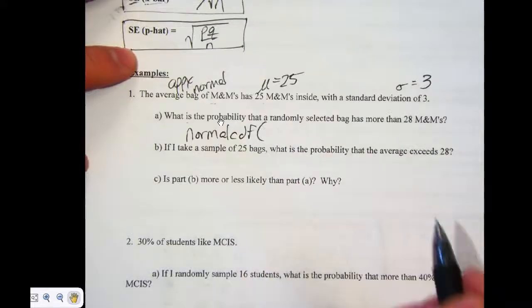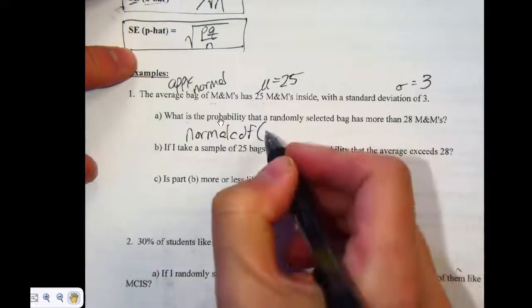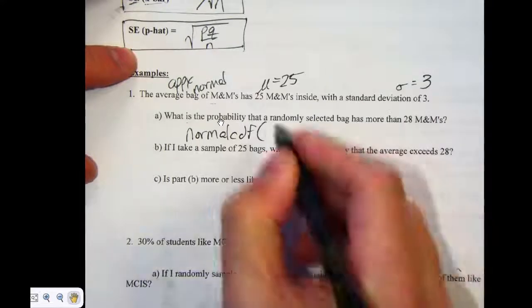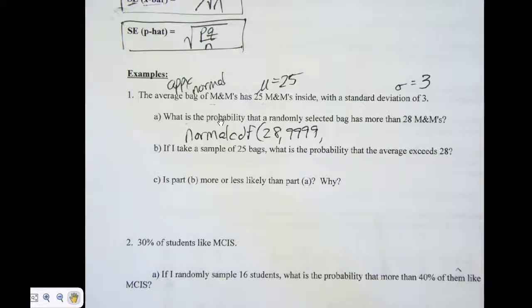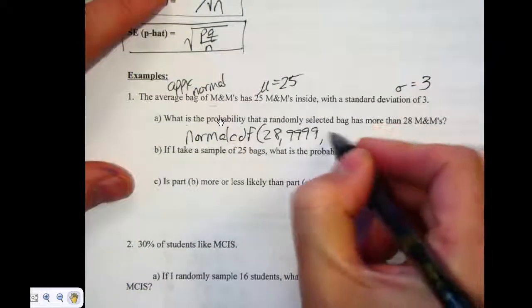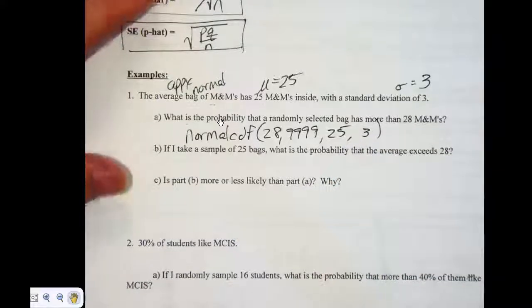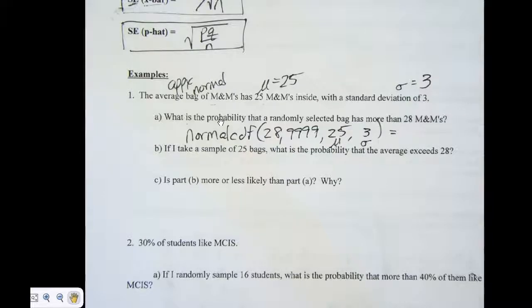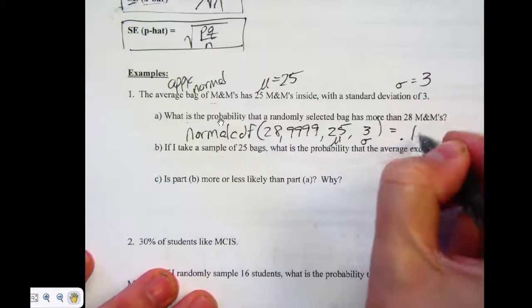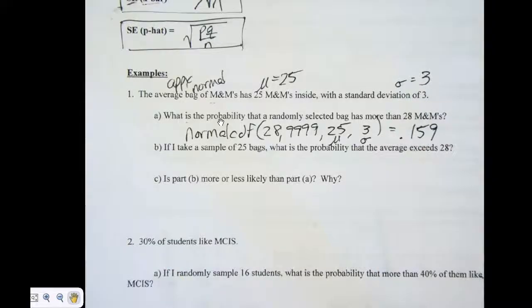Normal CDF, what comma what? Not 25. 28, comma 99999, whatever. So I want 28 and up, right? So you can put 28 to infinity, you can put 28 to 9 million, just some big number. And then you're telling the calculator the mean and the standard deviation. And then you're labeling them. It's a free response. So go ahead and type that in, see what we get. 28 you don't have to label.